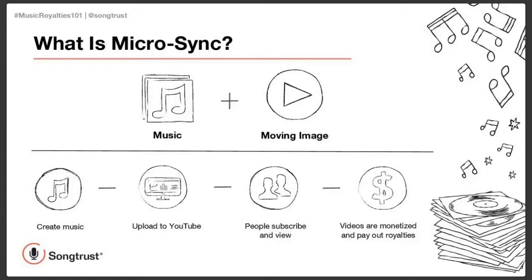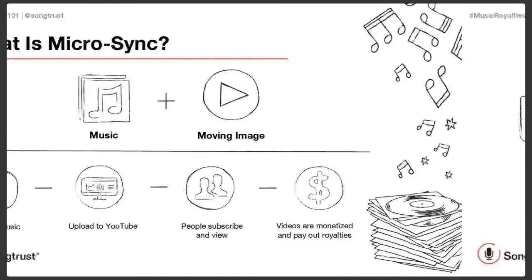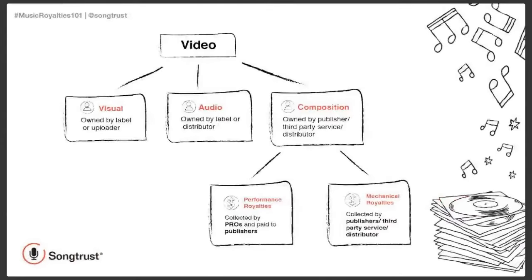Anytime a video is uploaded to YouTube, the videos can be monetized by the rights holders of any content in those videos and monetize that to collect the royalties generated. So to break it down a little more on how a video is monetized on YouTube, there are 3 different components to a video that can be monetized. There's the visual, the audio, and the composition.